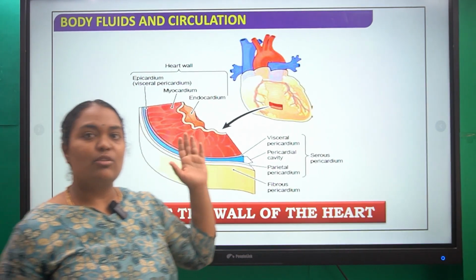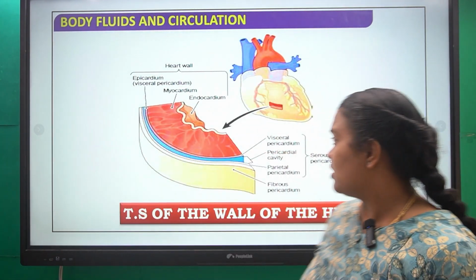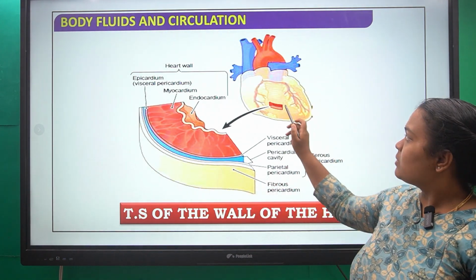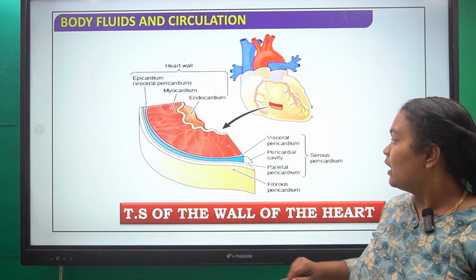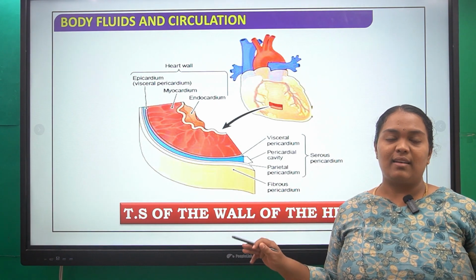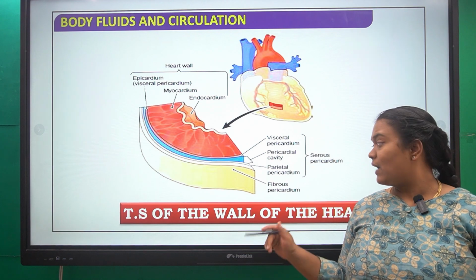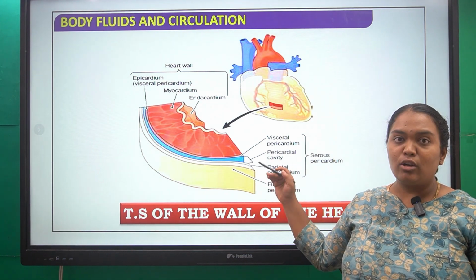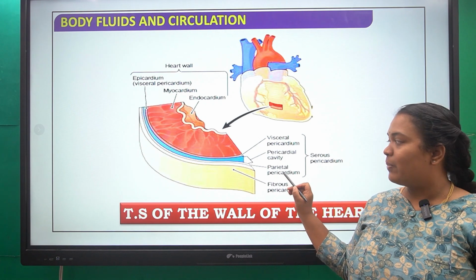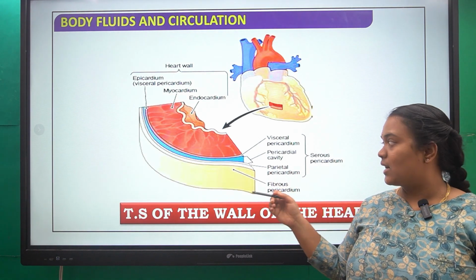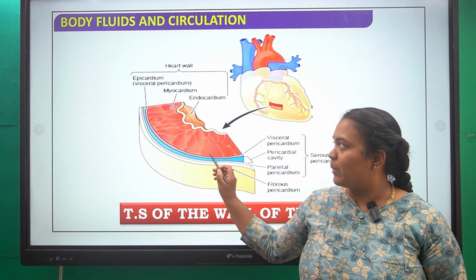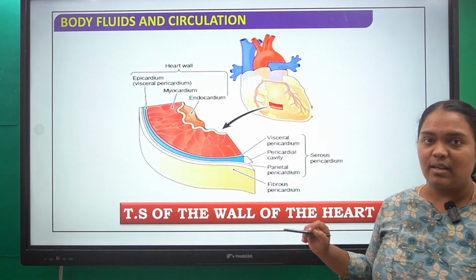Next, this is the wall. Transverse section means when you cut the heart in the transverse section, you can see the different layers of the heart. When you are cutting a part of the heart, you can observe the outer surface is made up of the fibrous pericardium because it is mostly made up of fibers. Then inner to the fibrous pericardium you have the serous layer which is made up of parietal pericardium and visceral pericardium. So you can see parietal pericardium here. Then inner to the parietal pericardium is the visceral pericardium.